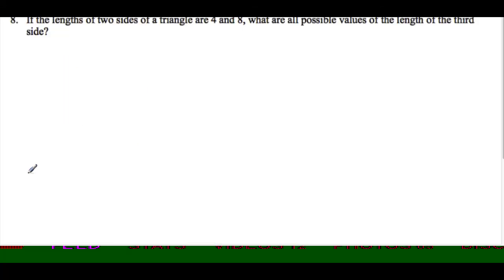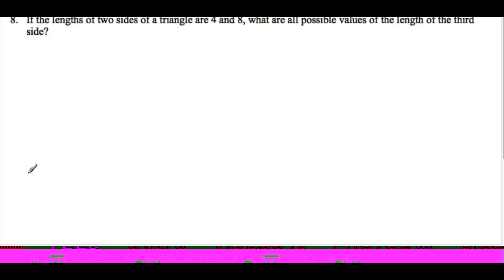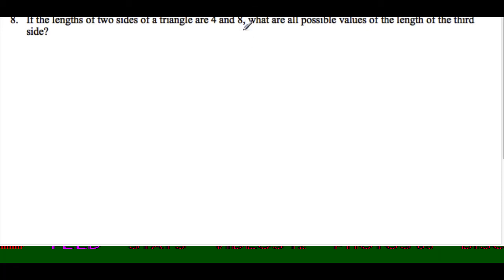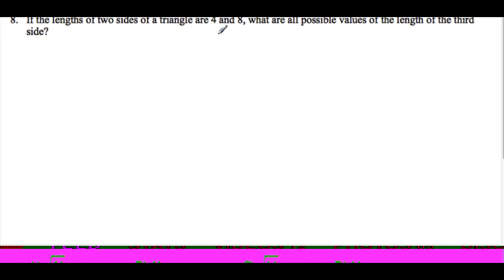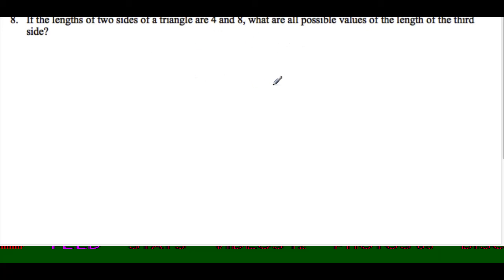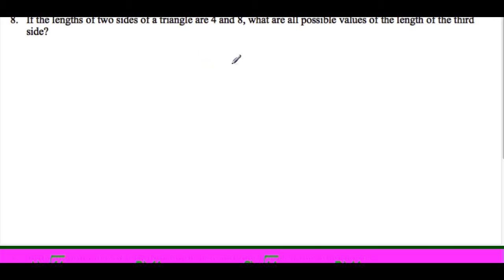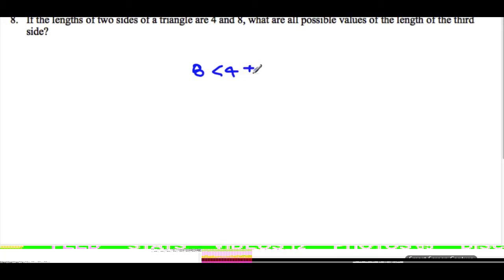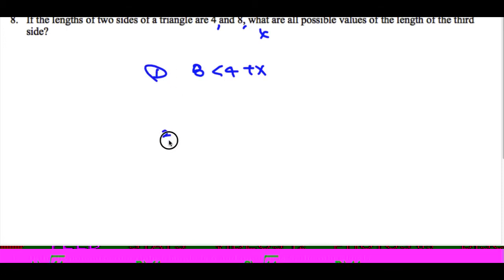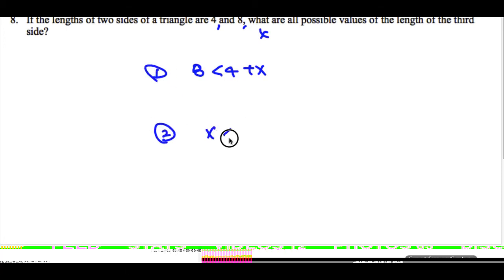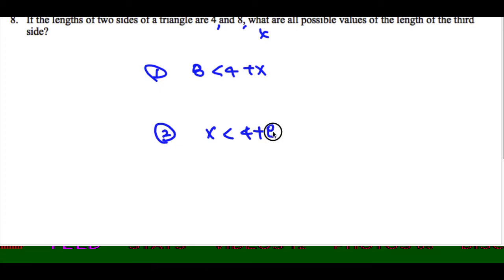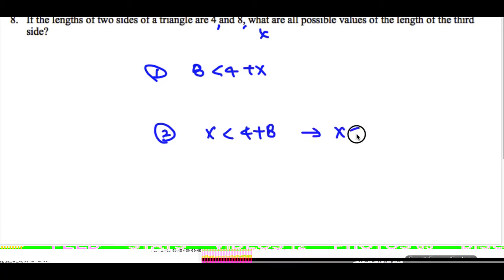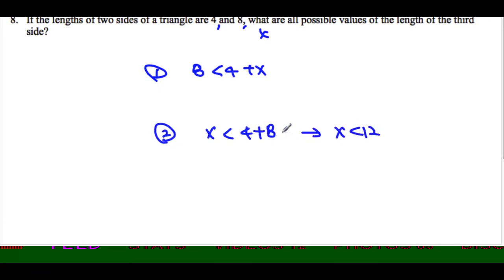All right, let's look at the next question, number 8. If the lengths of two sides of the triangle are 4 and 8, then this is similar to the previous question here. So 8 can be the longest side, then 4 plus x, where x is the third side here. And then the second case would have been, if x is the longest, it has to be less than the sum of the other two sides. So here we get x has to be less than 12, because 4 and 8.